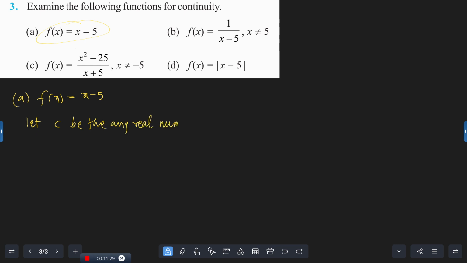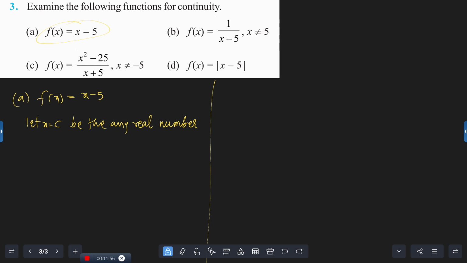Any real number I'm taking. So I'm taking my own number because the c can be any number, right? It can be 0 or negative or positive or any rational number. That x value can be anything, so I'm taking a real number. Understand? So this is the x value, c is the x value. At x is equal to c, we are going to check now.